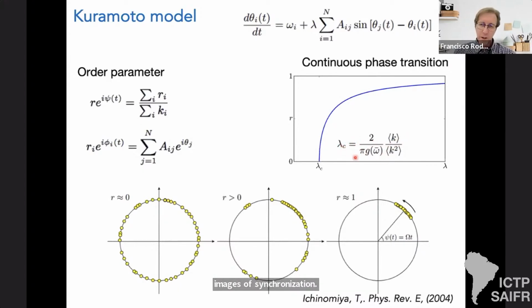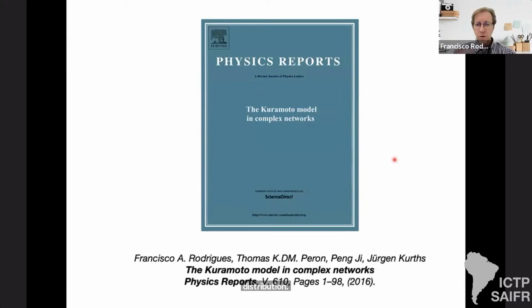So, for example, the critical coupling depends on the average degree and the second moment of the degree distribution. Okay, so it's related to variance. There are many variations of the Kuramoto model, but the Kuramoto model is very important to understand synchronization in networks. But there are many other dynamical processes.